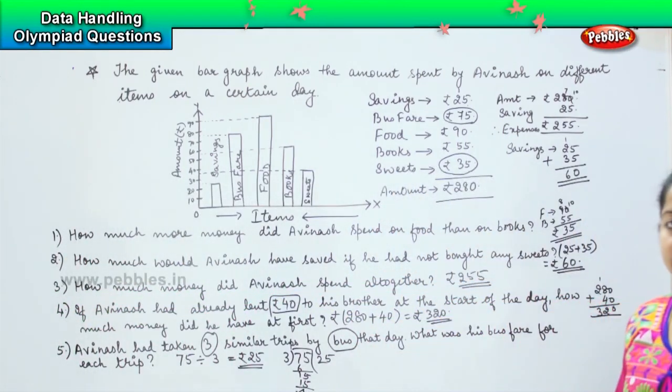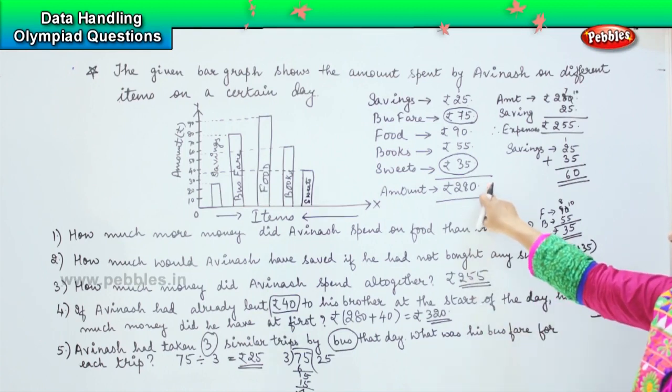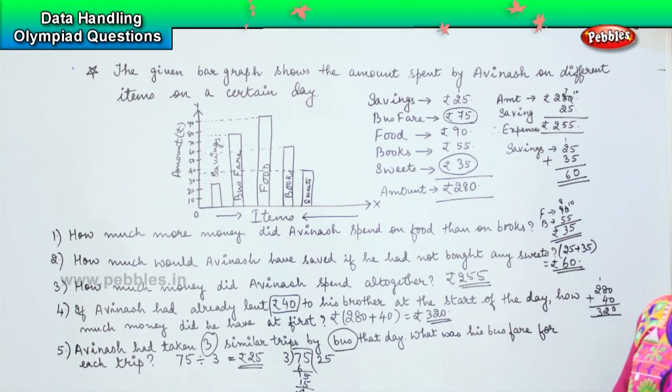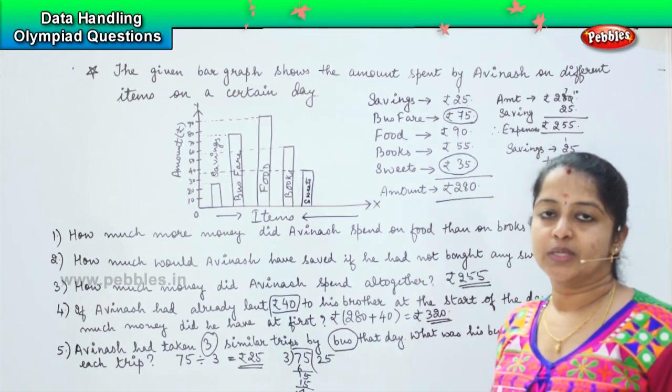Is it clear, children? So did you understand this question? It was tricky but easy to solve, right? The only point where you would have got confused is with this amount. Once you are able to identify this, the rest becomes easy. Clear? So shall we move to the next question with the same pattern?